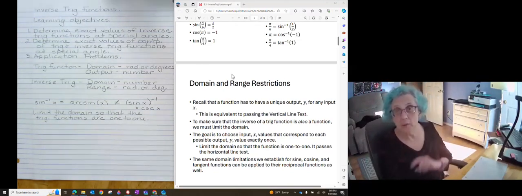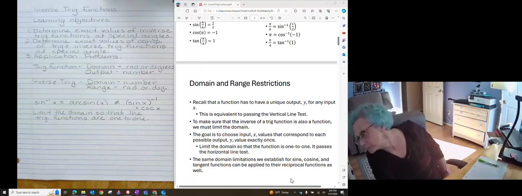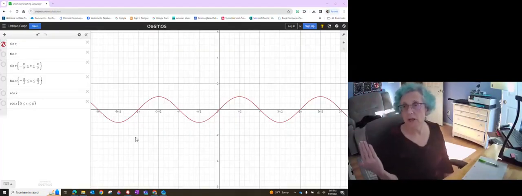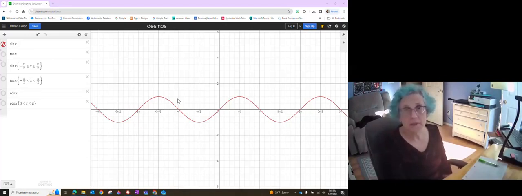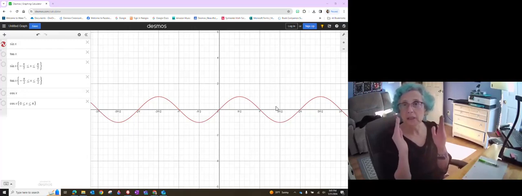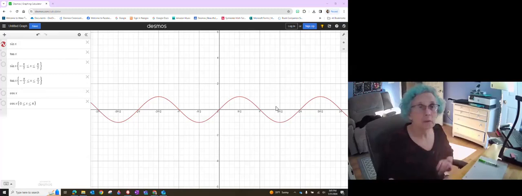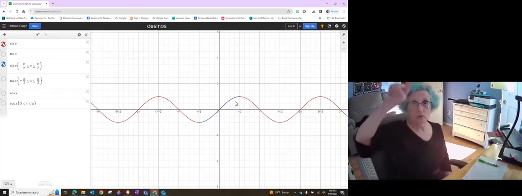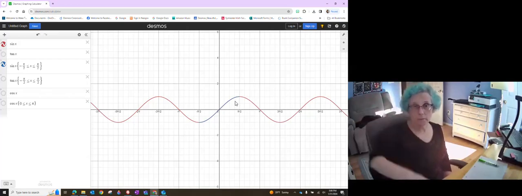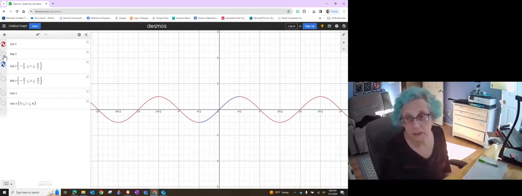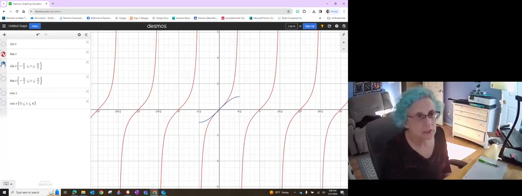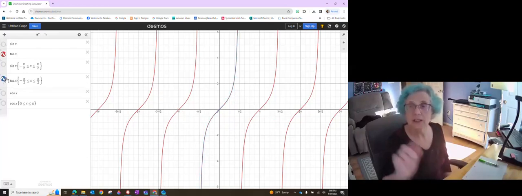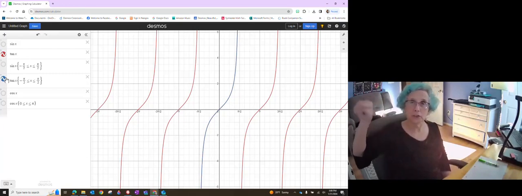So I'm going to bring up some graphs. Let me pause. So this is a graph of sine, and you can see it absolutely does not pass that horizontal line test. So we have to take just a piece of it, and we have all decided that the piece that we are going to take is the interval from -pi over 2 to pi over 2. So that right-hand side of the unit circle. We do the same thing for tangent. Here's tangent. Let me turn off sine. We look at just that piece from negative pi over 2 to pi over 2.